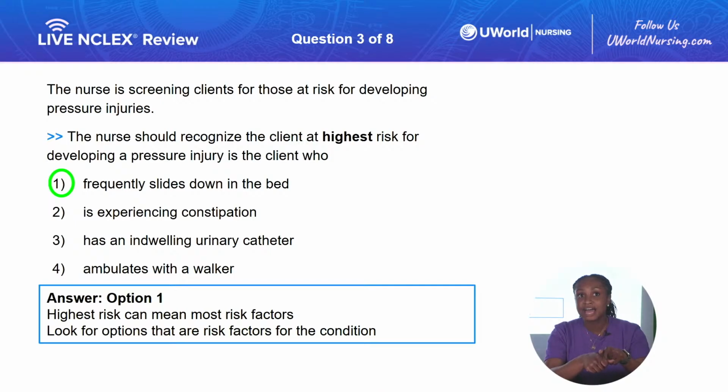A client that has an indwelling urinary catheter. Again, your perineal area is usually on the drier side, but sometimes with that indwelling urinary catheter, you're less likely to get up and out of bed, which could pose you as a risk for pressure ulcer, but it's not the highest risk compared to all of the others. And then option 4, ambulates with a walker. At least they're getting up out of bed and walking around. So that is also probably one of our lower risk clients.